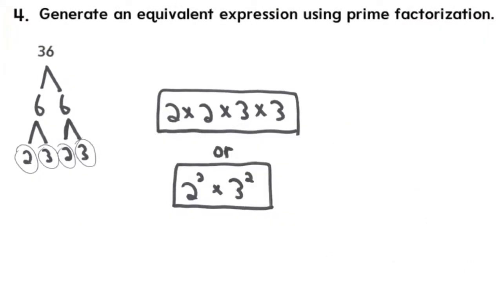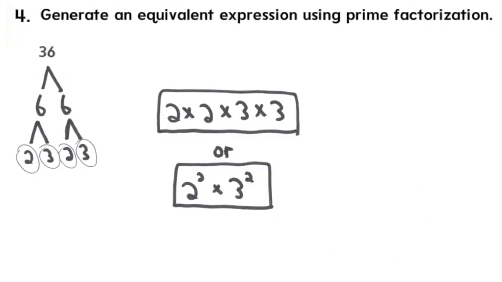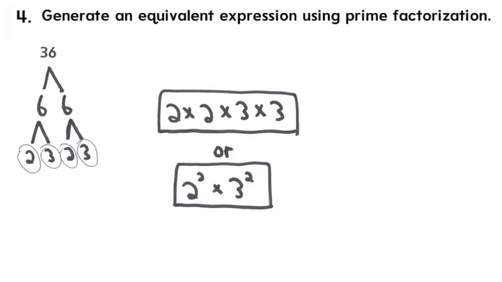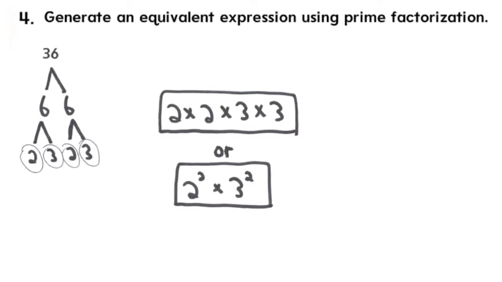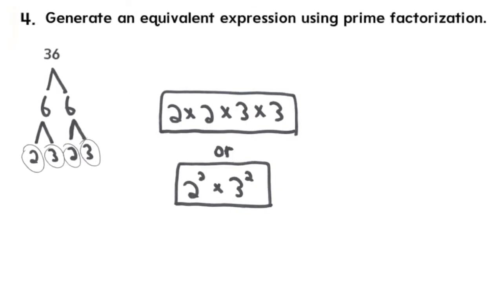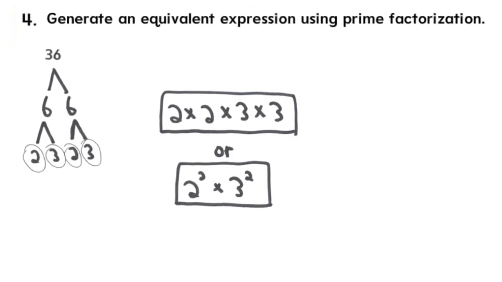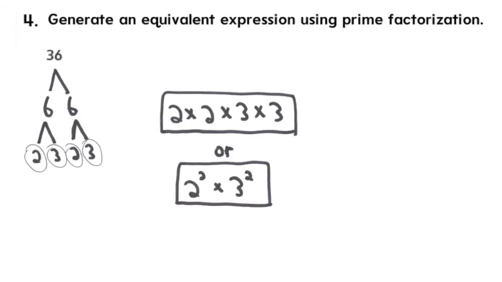Now you can begin by asking yourself, what would give me 36? And there are multiple answers you could do. You could start with 18 times 2, or in this case we went with 6 times 6. You can break down those two numbers even further with 2 times 3 and 2 times 3.